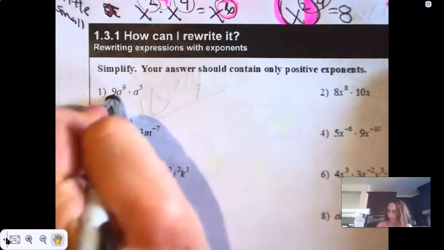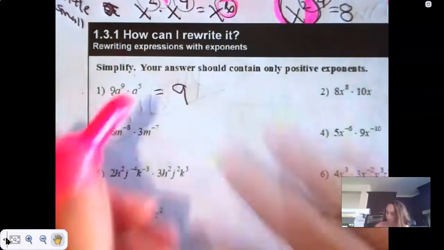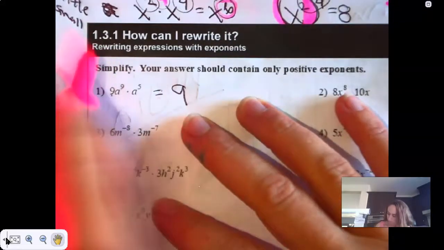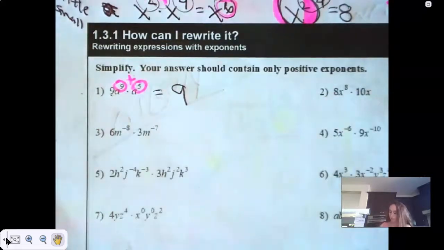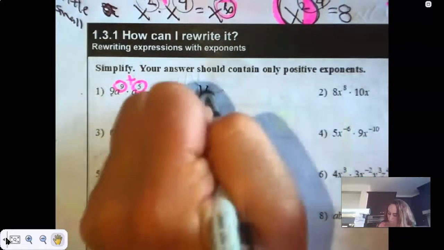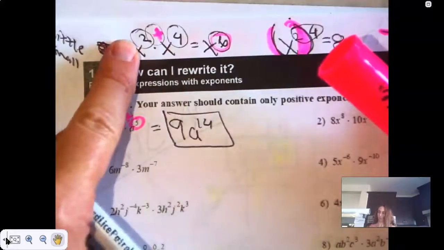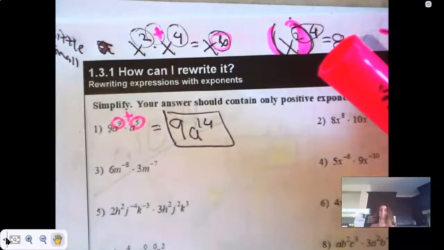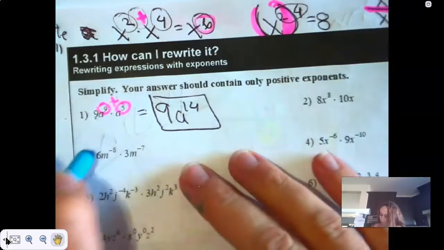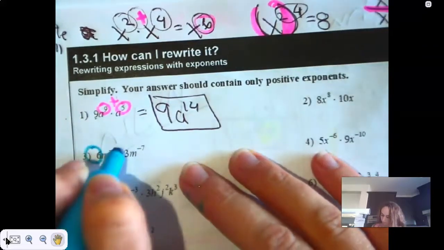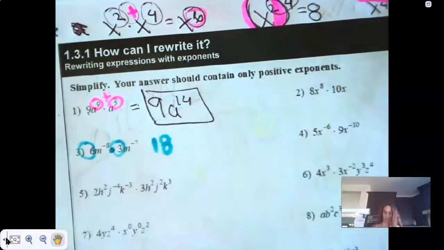So I see a 9, so I write a 9. But now I see this, so I go this plus this. And 9 plus 5 is 14. So I used this rule to get that answer. Now let's do this one. Okay. Now for this, when I have 6, I go times 3, so that would be 18.